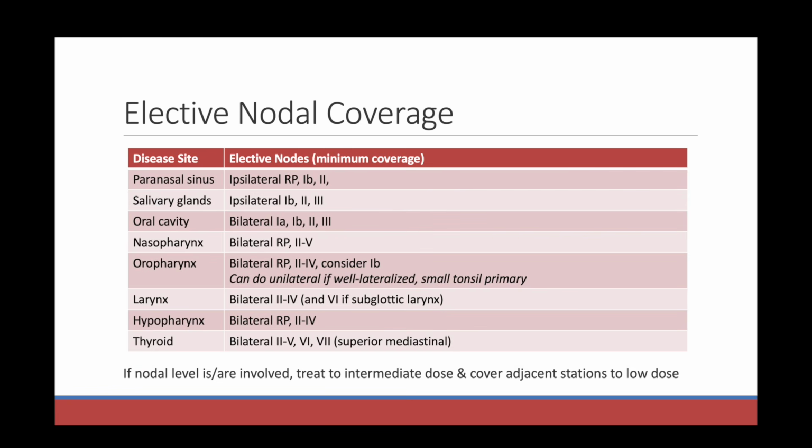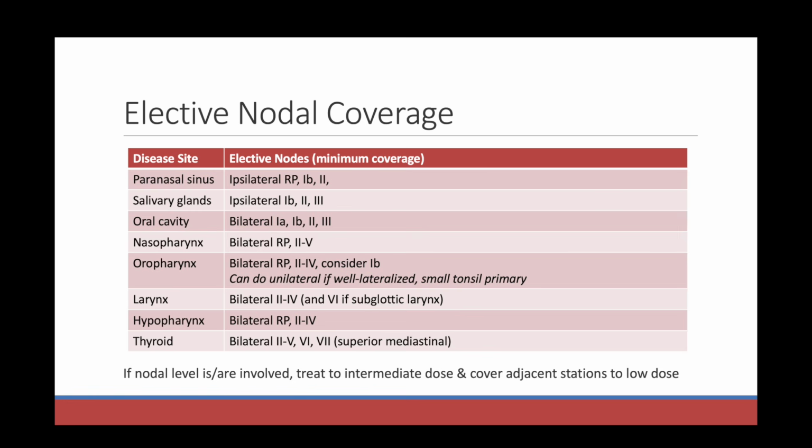This table just briefly reviews the elective nodal levels that you would want to cover for the different head and neck sites. So most of the time, we want to cover levels 2 through 4 bilaterally. And so that applies to nasopharynx, oropharynx, larynx, hypopharynx, thyroid. We're almost always covering levels 2 through 4 bilaterally.